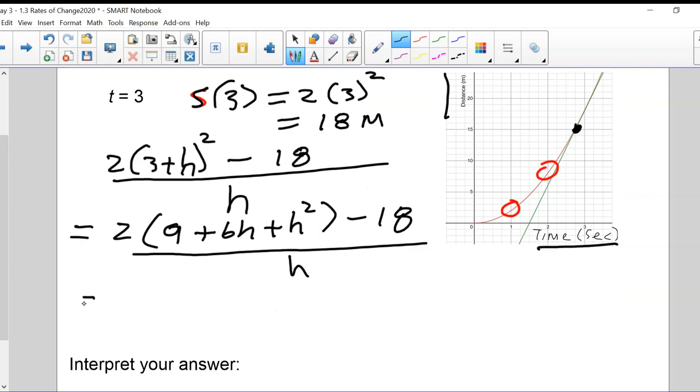All right, so let's see if we can go a little further than that. So that would be equal to 18 minus 12h. Sorry, not minus, that's plus.